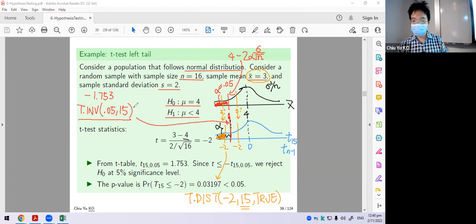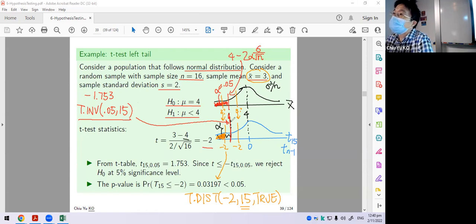And this number is the boundary of the rejection region. And it turns out your test statistic of -2 is more extreme, so it's within the rejection region, so you reject. Is that clear? As I said, I think we have repeated this enough times. You should be able to see it.